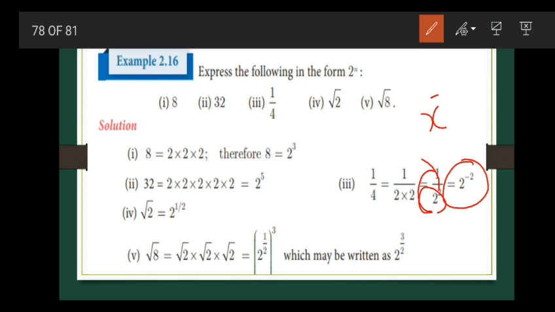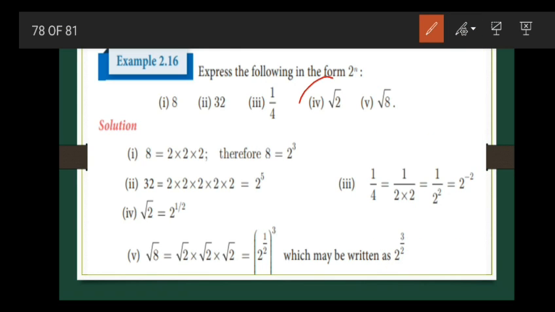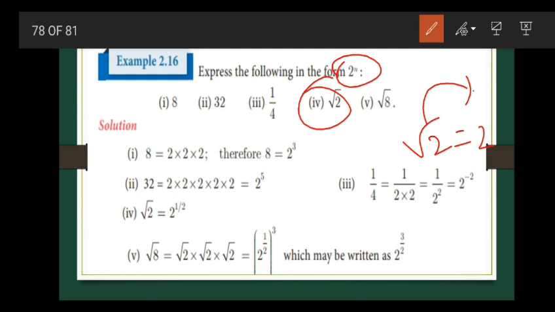So x to the power minus 3 means it is 1 by x to the power 3. Okay, so x to the power minus n is equal to 1 by x power n. Okay. Now see this one. This is square root of 2. Now we have 2 to the power n, right? So here you have to convert this into fractional index notation. So this is 2 to the power 1 by 2. Okay.